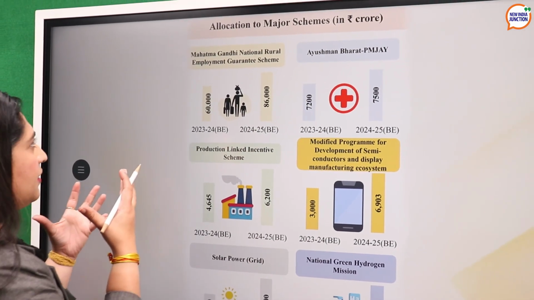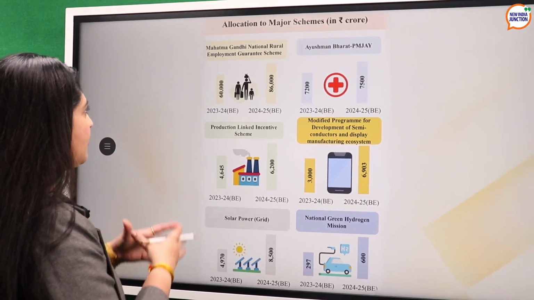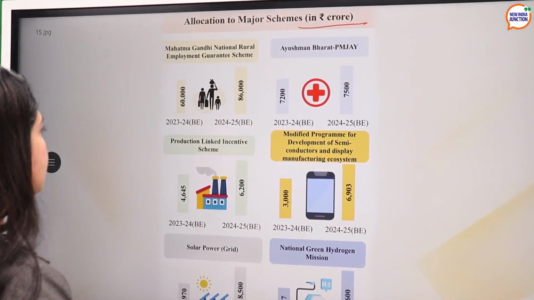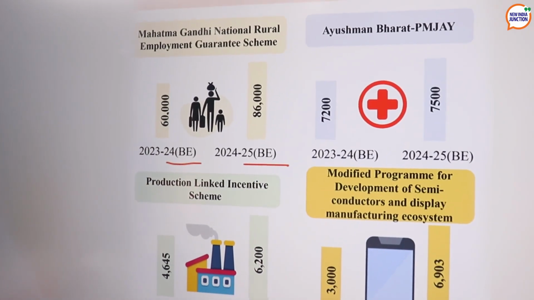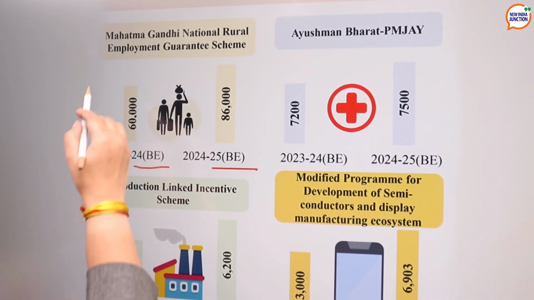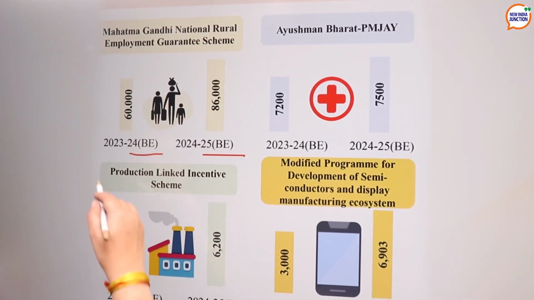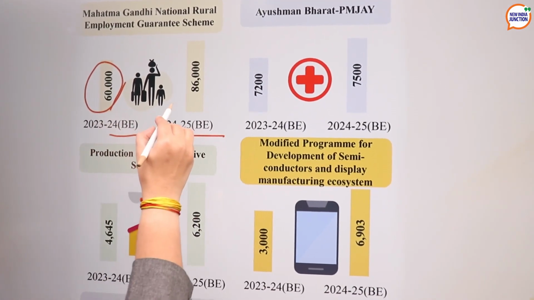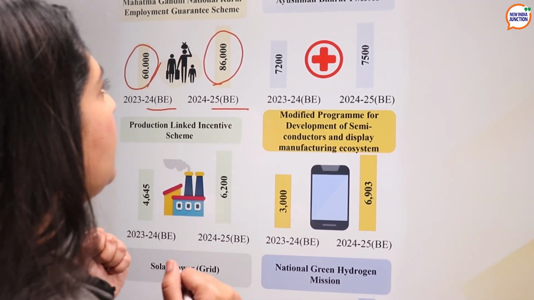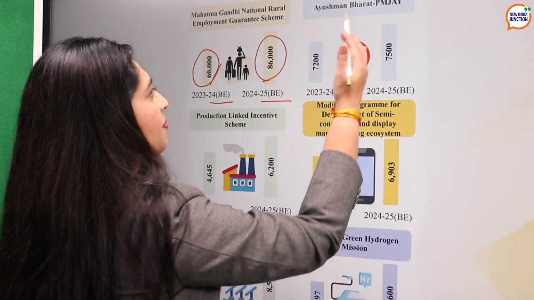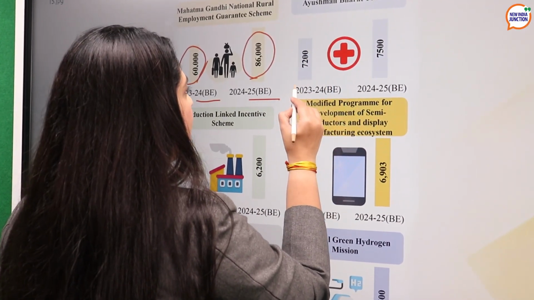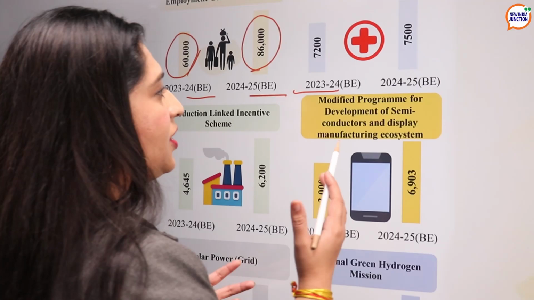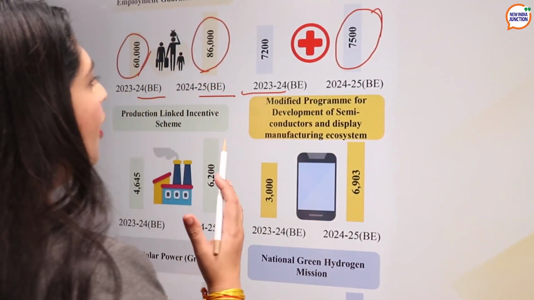Now let's look at the last slide of this presentation, which talks about allocation to major schemes in terms of rupees crore. So first, these are the budget estimates of the previous year and of this current year. Mahatma Gandhi National Rural Employment Guarantee Scheme goes from 60,000 crore rupees in 2023-24 to now 86,000 crore rupees. Also, Ayushman Bharat, Pradhan Mantri Jan Arogya Yojana, was 7,200 crore rupees in the 2023-24 budget estimate. Now it is 7,500 crore rupees.